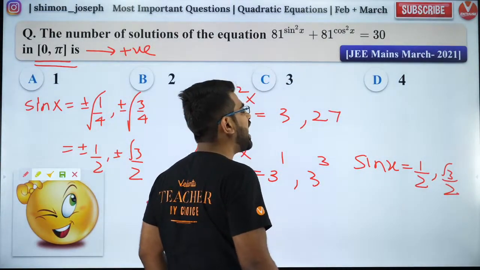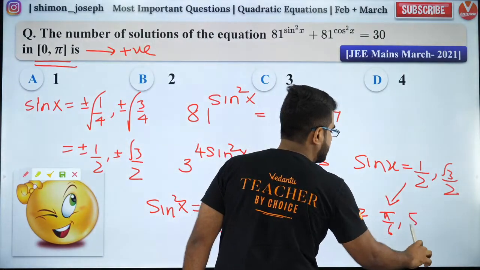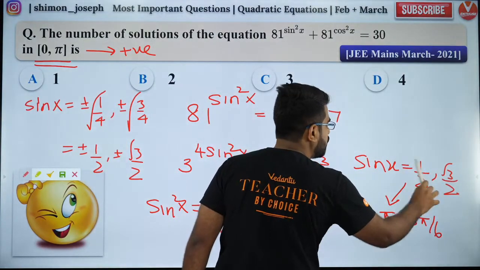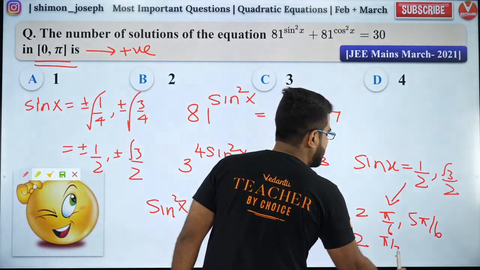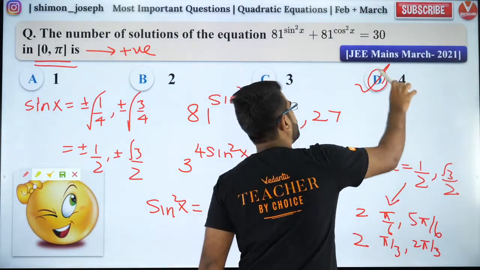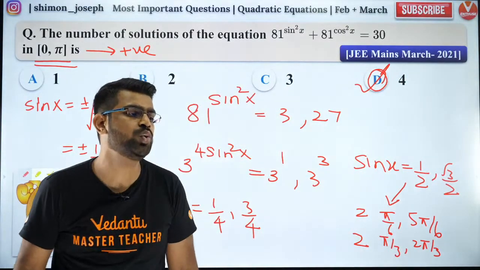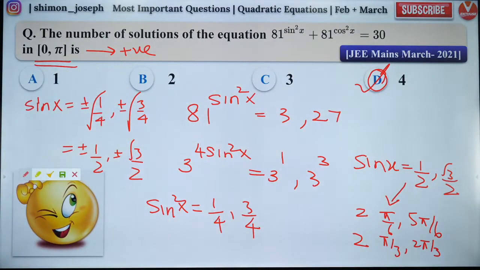So when sine x is half, I'll have two solutions, which is pi by 6 and 5 pi by 6. And when sine x is equal to root 3 by 2, that will also give me two solutions, which is pi by 3 and 2 pi by 3. So how many solutions do I have? I have 4 solutions, my dear children, not 2. Not 2. Are you all clear?